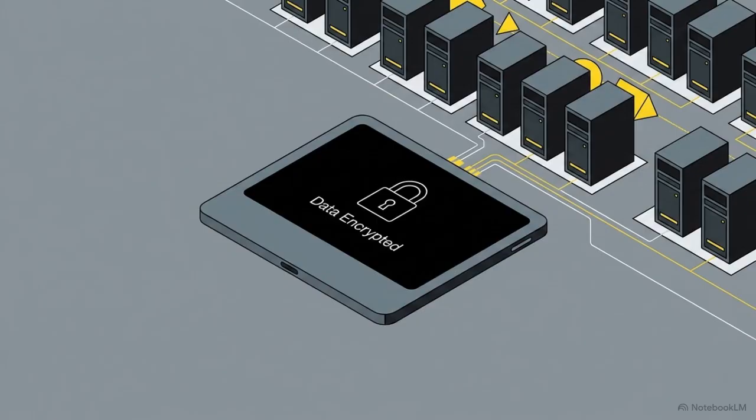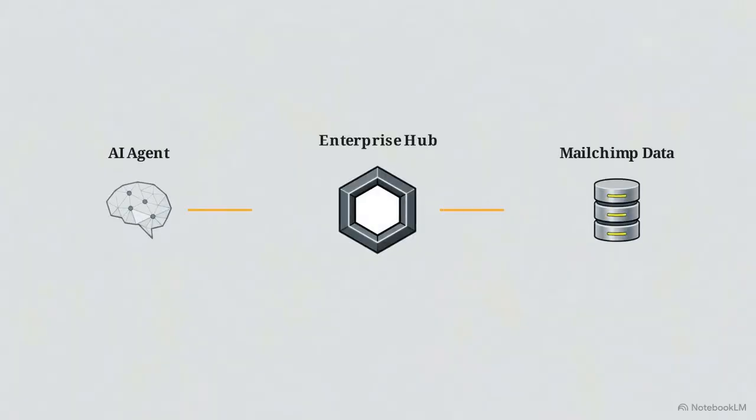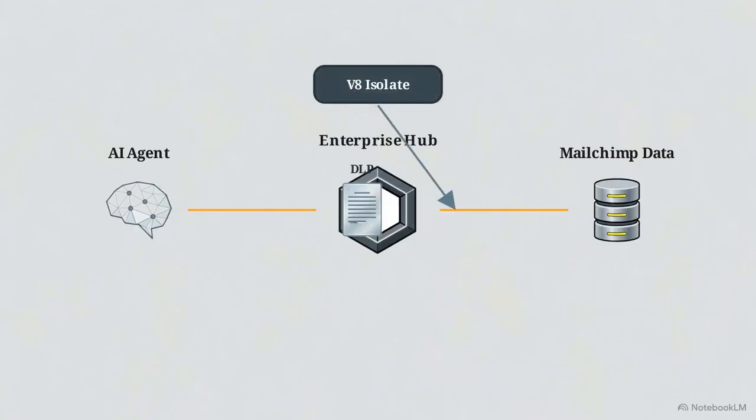Giving a large language model read and write access to a sensitive marketing database raises a question: is this data safe from the AI itself? This schematic maps the Vinkius zero-trust architecture, filtering requests between the AI and database. The DLP layer masks personally identifiable information before it reaches the LLM. V8 isolates handle credential injection, ensuring your API keys bypass the model entirely.